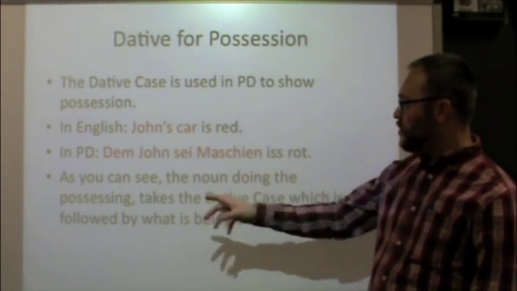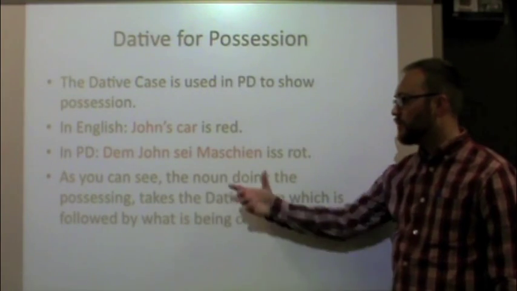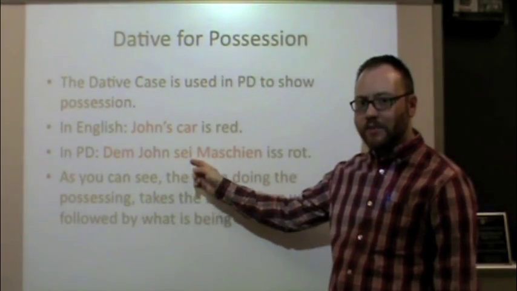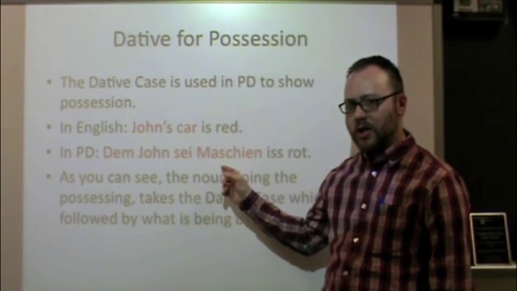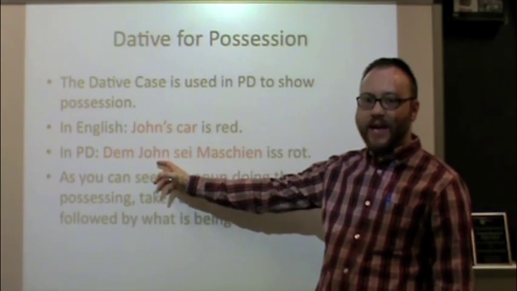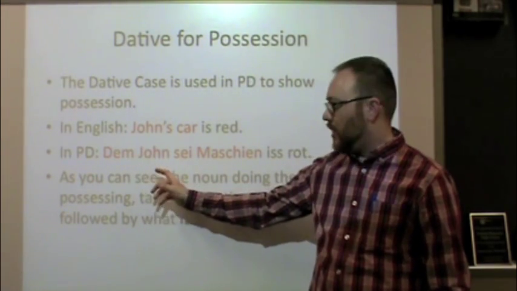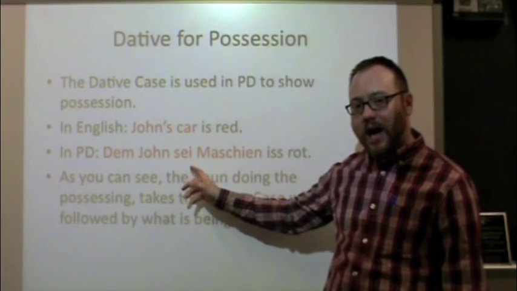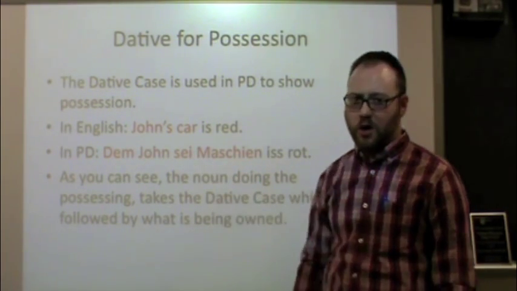As you can see, the noun doing the possessing, in this case John, takes the dative case, which is followed by what is being owned. Why did I say sai here? Because John's a man. It's his car. If this was a woman, let's say Becky, der Becky ear machine, I would use ear instead of sai because Becky's a girl, it would be her car.